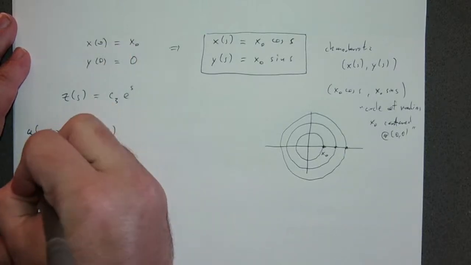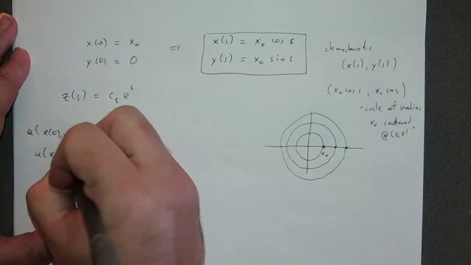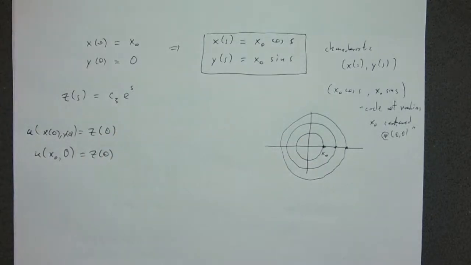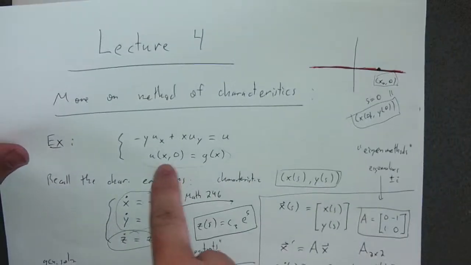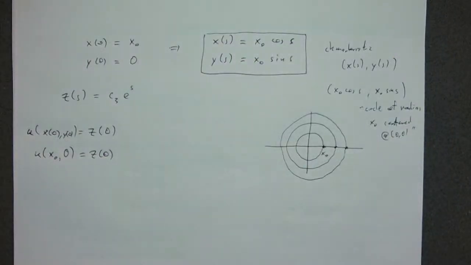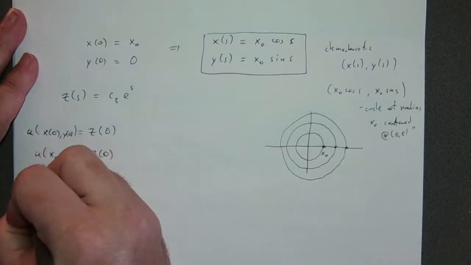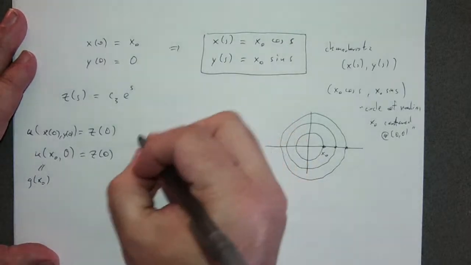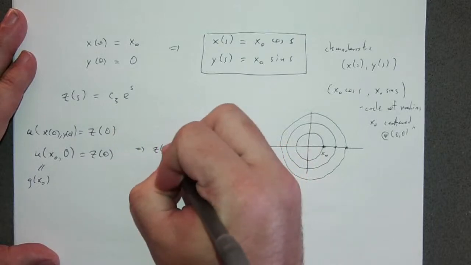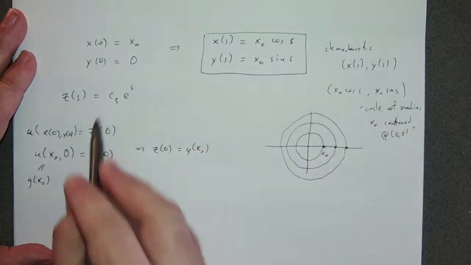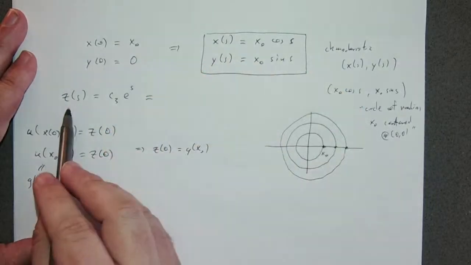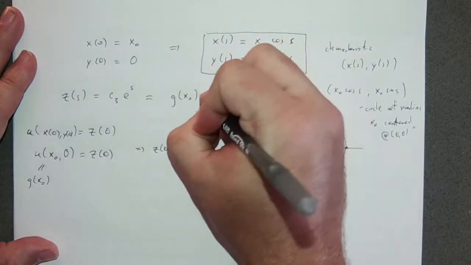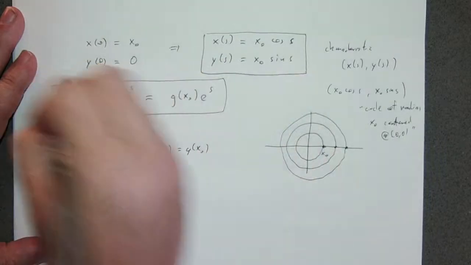So this is really u of x naught, 0 is equal to z of 0. But u of x naught, 0, of course, by our auxiliary condition, is just g of x naught. And so we have the condition z of 0 is equal to g of x naught, which means that the form that z of s takes is g of x naught e to the s. Okay.